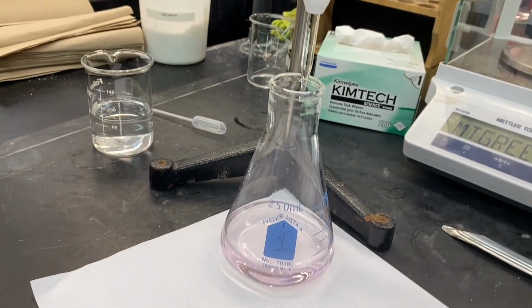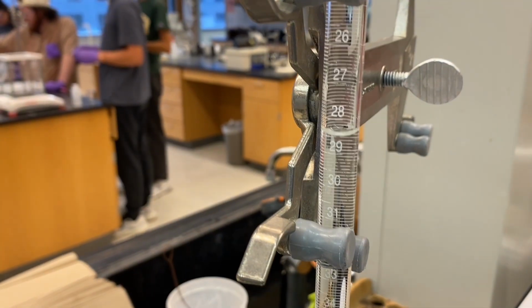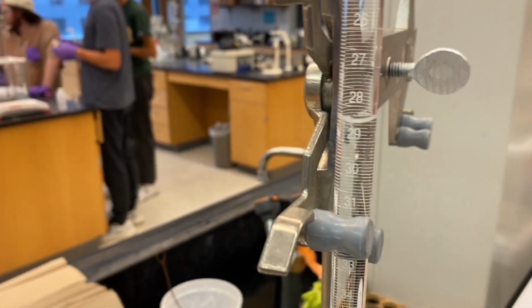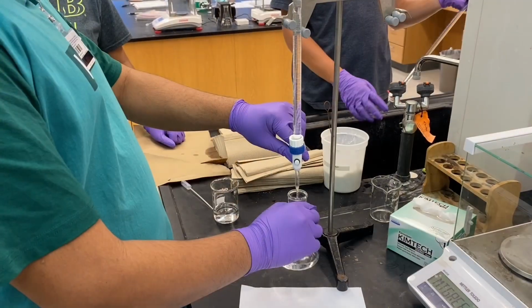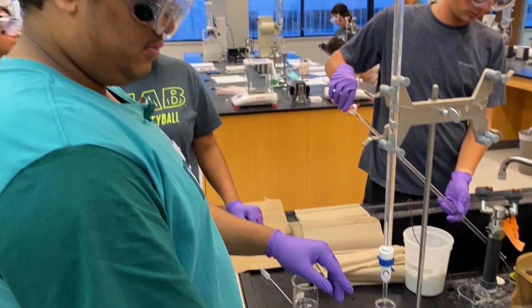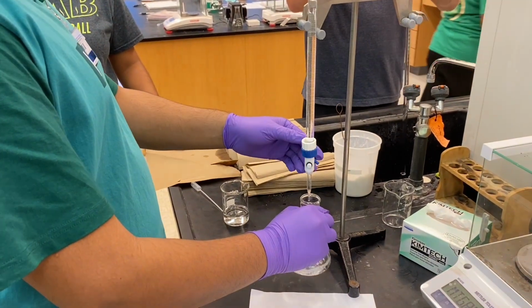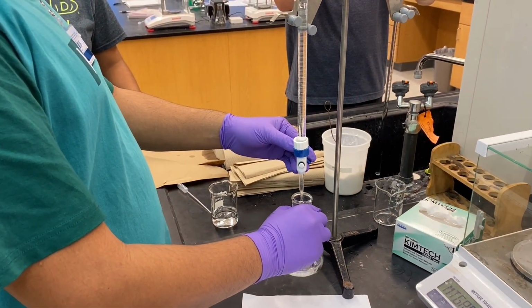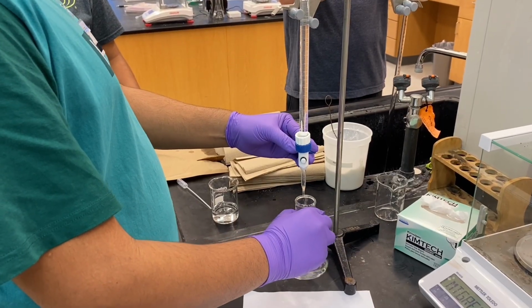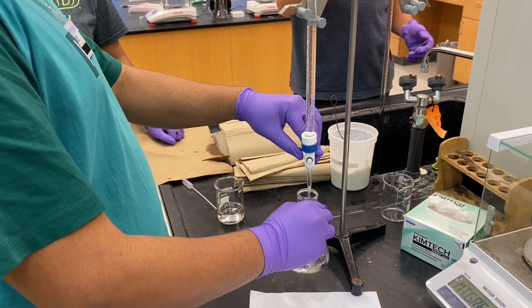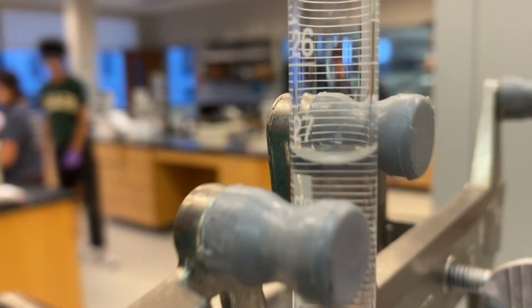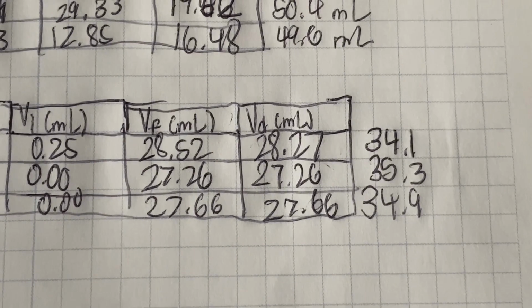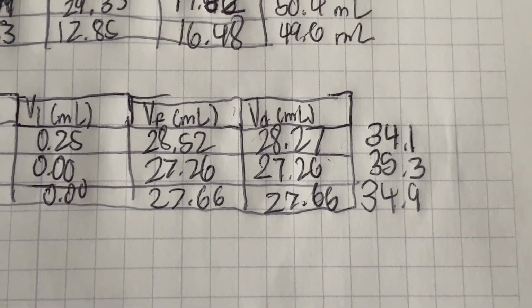This is our first end result for citric acid. And our final volume is 28.52 milliliters. Here, Farhan is titrating our second citric acid solution with an exact initial volume of 0.0 milliliters. Our final volume for this trial is 27.26 milliliters. Here is our final data table for our citric acid solutions.